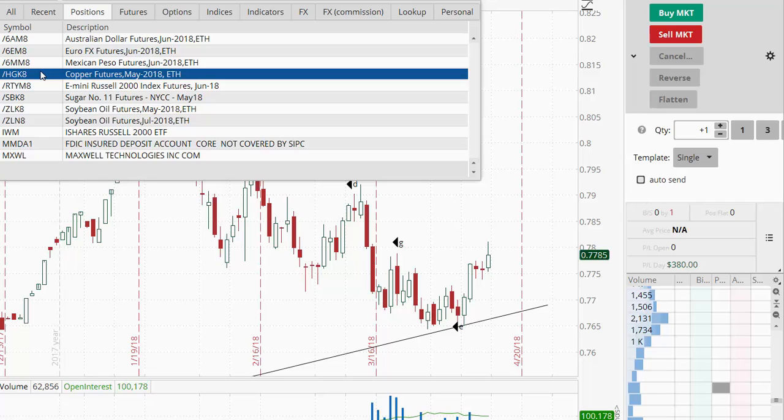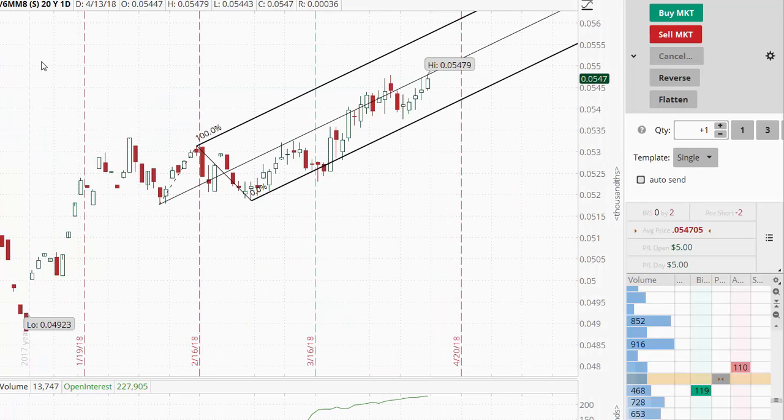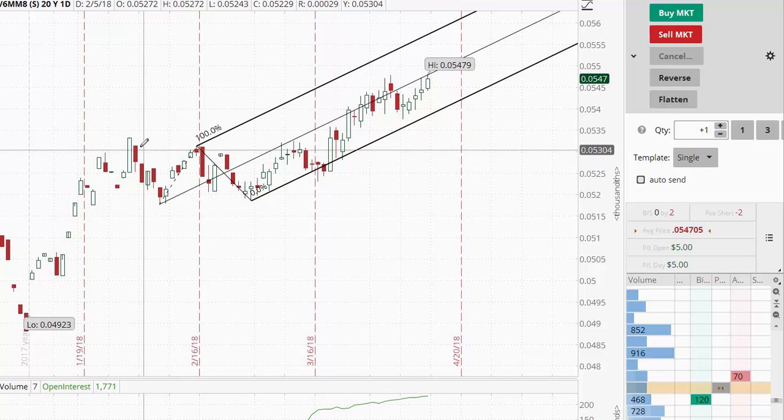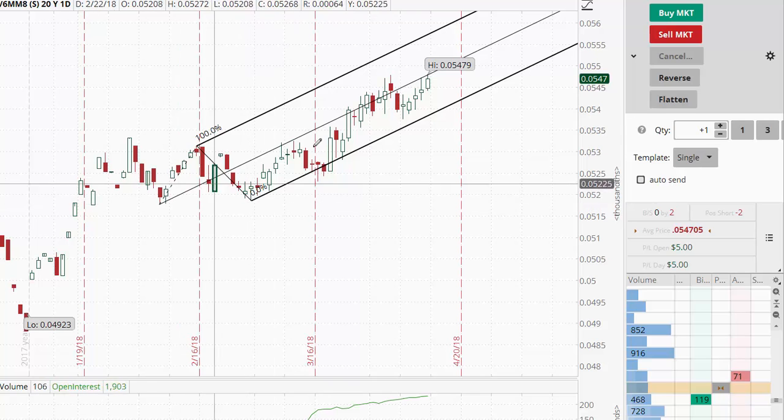Am I going to have a lesson in here somewhere? Where am I going to have it? Let's see. Mexican peso. Here's a weird little one. Okay, and we can see here that the Mexican peso did its ABC, right? So here you had your wave up and dot, dot, dot. There's your ABC. And so I draw my median line.